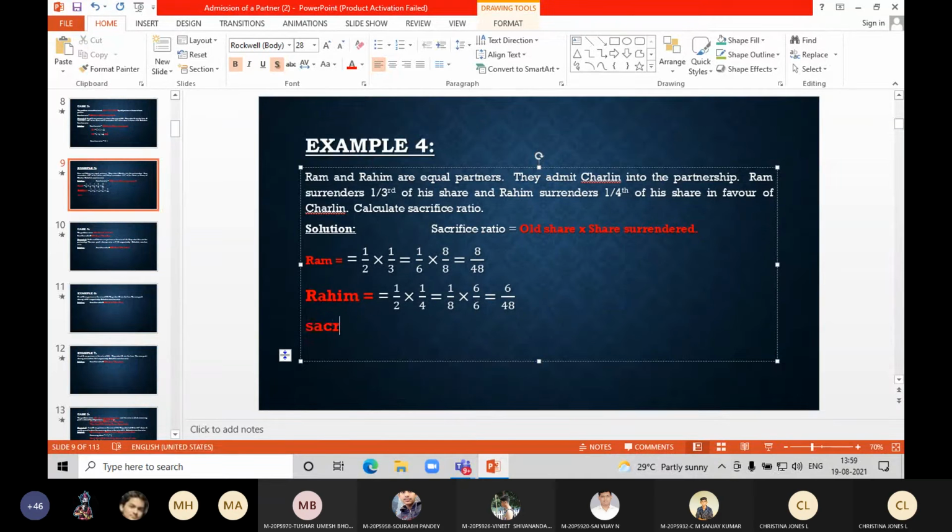So the sacrifice ratio will be 8:6. This you can reduce to how much? 4:3. Either you can leave it as 8:6, or you can reduce it and write it as 4:3.